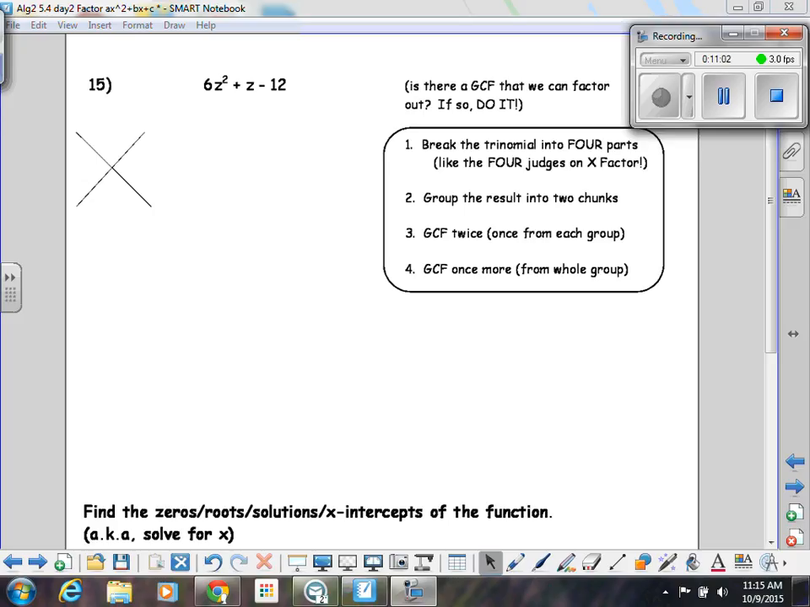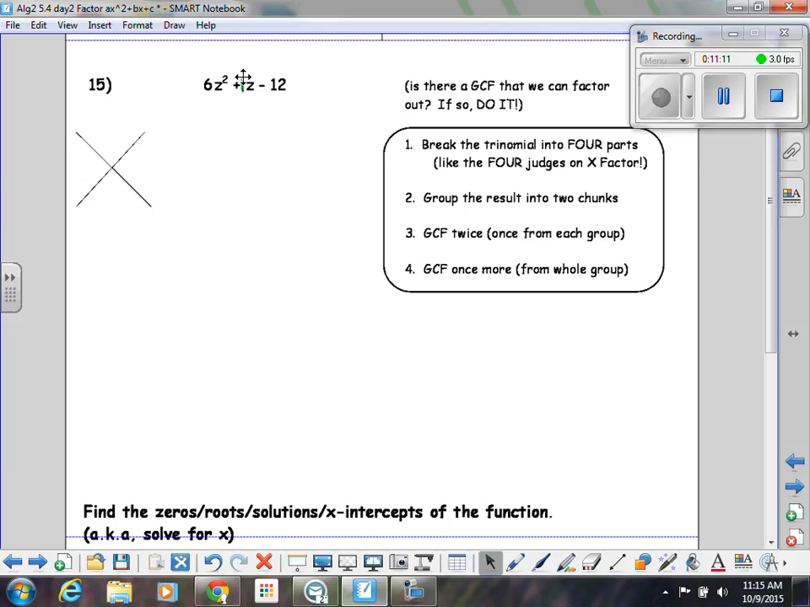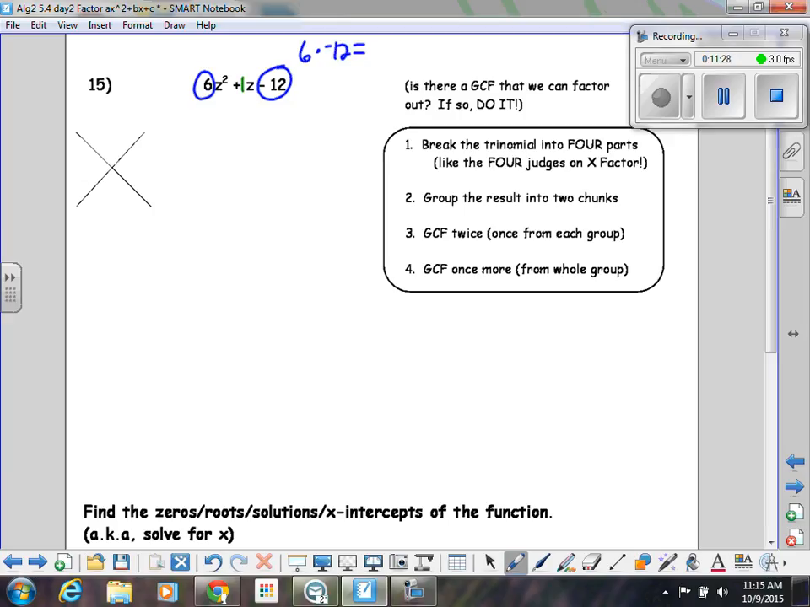All right, so again, I'm always going to check to see if there's a GCF. So I've got 6 and 12. Now there's a GCF between there, but notice this has a 1 in front of it. So I can't divide 1 by 6. So don't try to divide everything by 6 there. So because there's still a number in front of the z squared, I need to do the a times c. So I'm doing the 6 times the -12. So 6 times -12, that gives me -72.